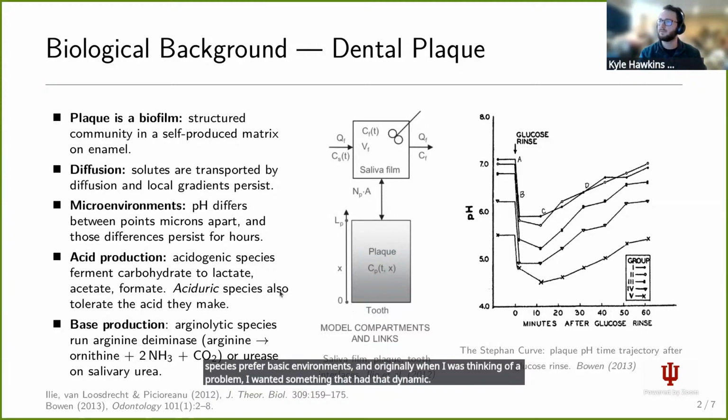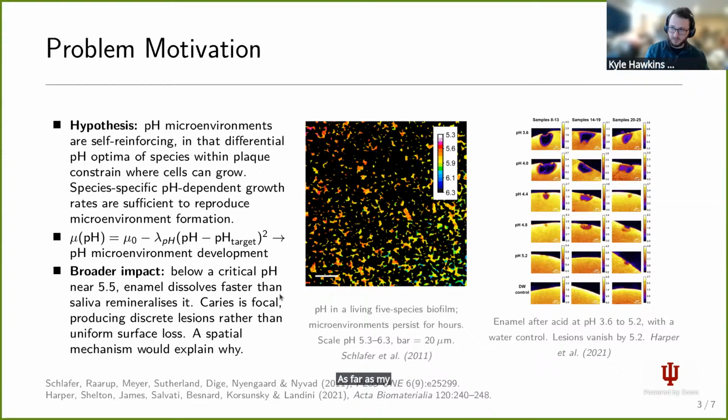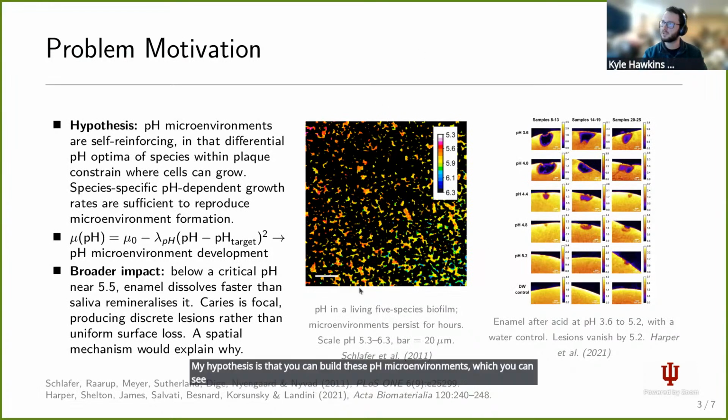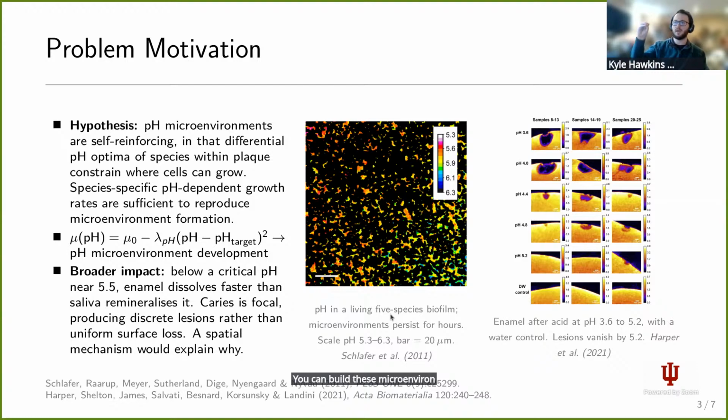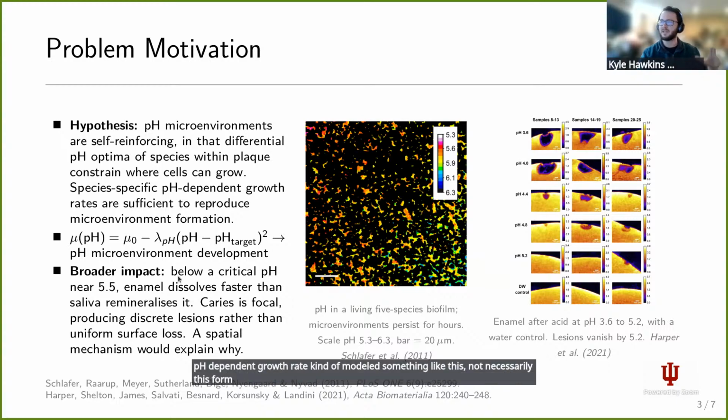So as far as my hypothesis goes, my hypothesis is that you can build these pH microenvironments, which you can see in this image here. This is what the microenvironments look like. You can build these microenvironments through a species-specific pH-dependent growth rate, modeled something like this, not necessarily this form, but that's my hypothesis, that that alone is sufficient to build these microenvironments.